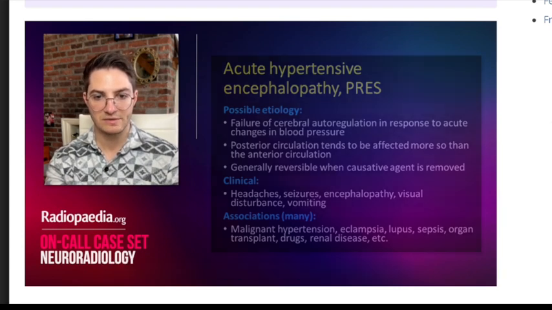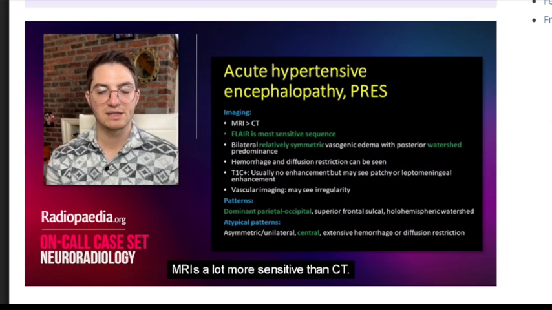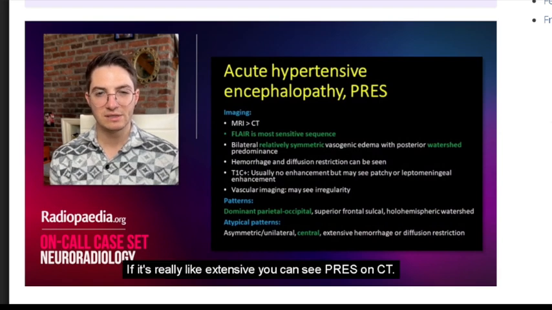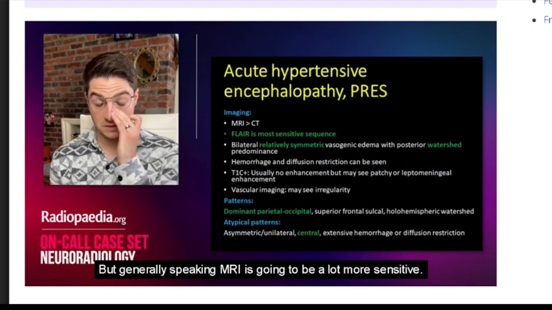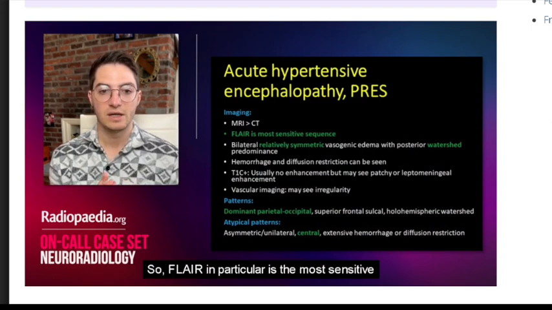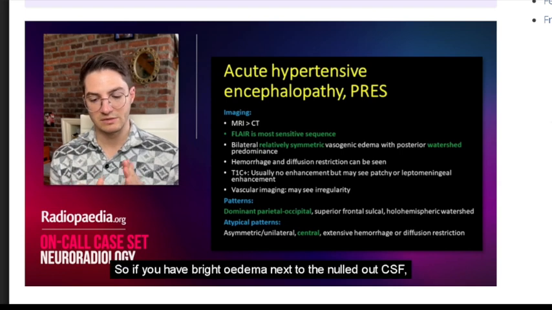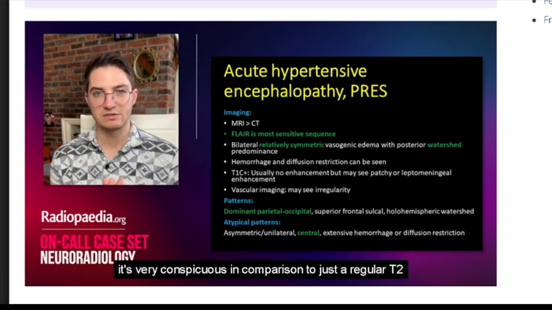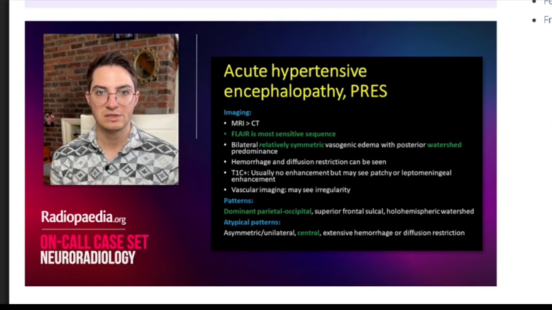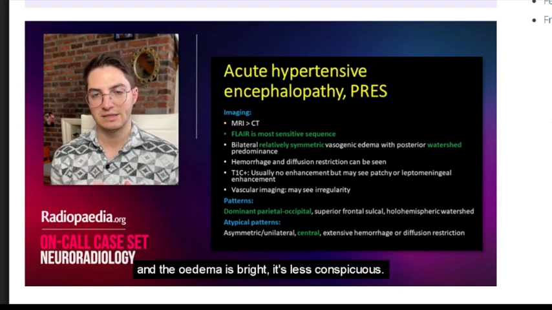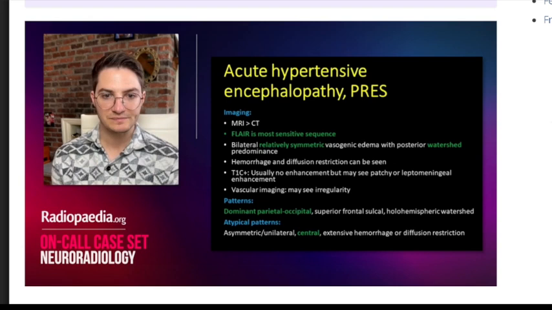They're associated with PRES. MRI is a lot more sensitive than CT. If it's really extensive, you can see PRES on CT, but generally speaking, MRI is going to be a lot more sensitive. So the FLAIR in particular is the most sensitive because FLAIR nulls out the CSF, and these tend to be cortical subcortical edema. So if you have bright edema next to the nulled out CSF, it's very conspicuous in comparison to just a regular T2, where the CSF is bright and the edema is bright, it's less conspicuous.